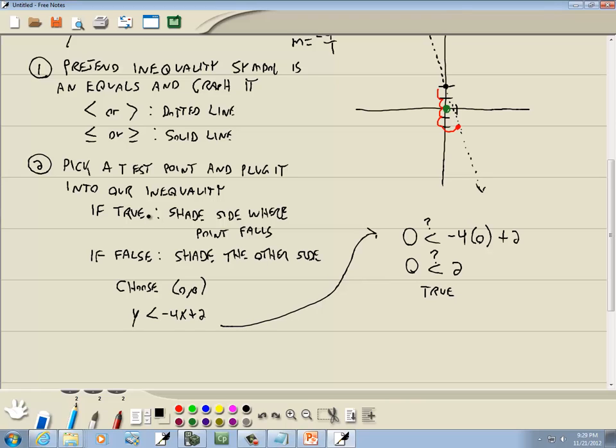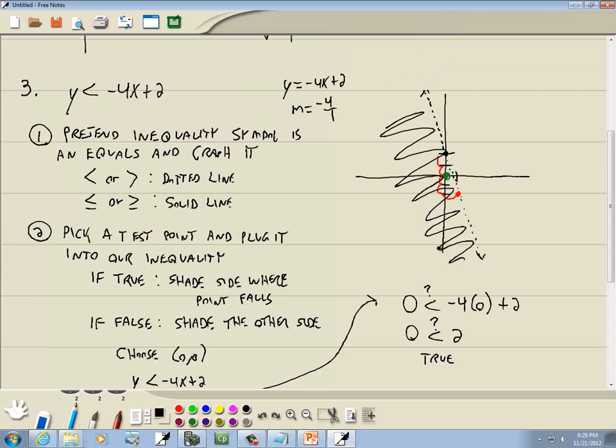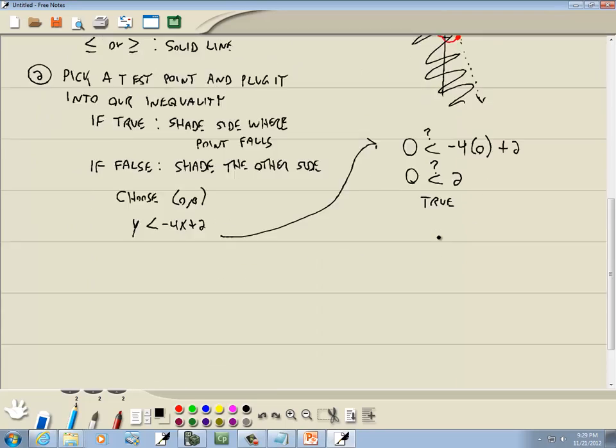Well, this says if it's true, then you shade the side where the point falls. Well, our point fell on this side. We're talking about which side of the dotted line here. So there's this side, and then there's the other side. Since it fell on this side, and this is true, then it says shade the side where the point falls. So we'll shade that right there. And that's our answer.